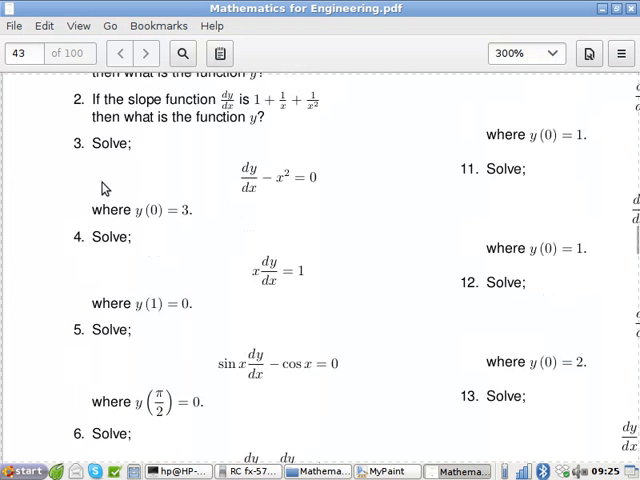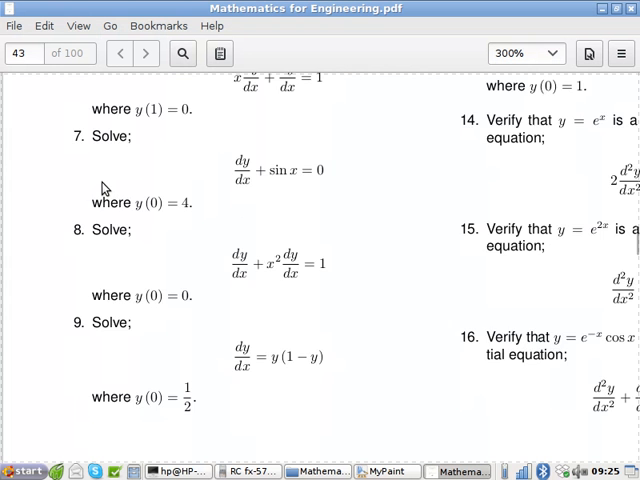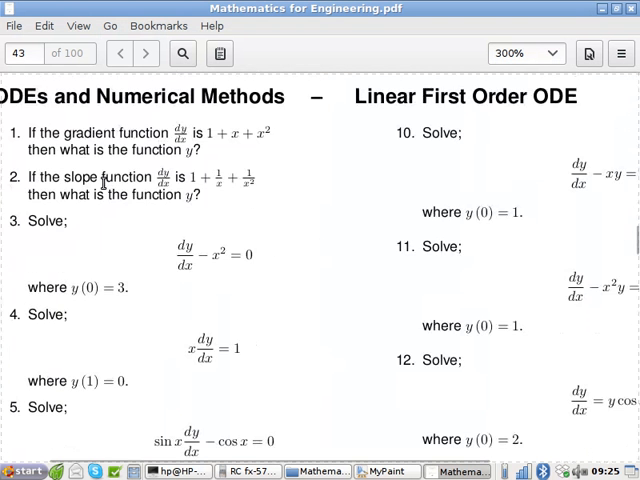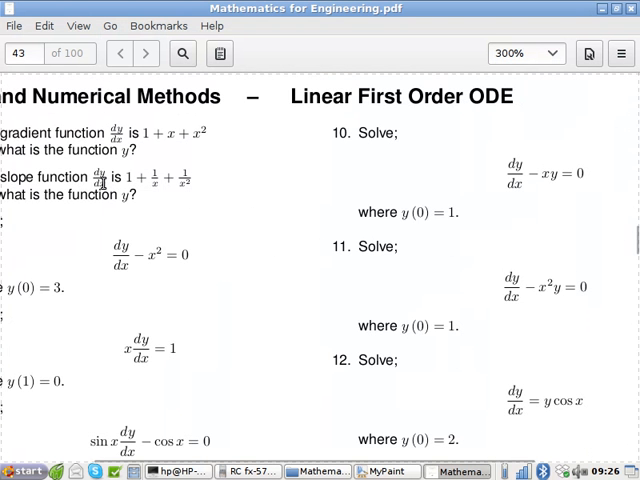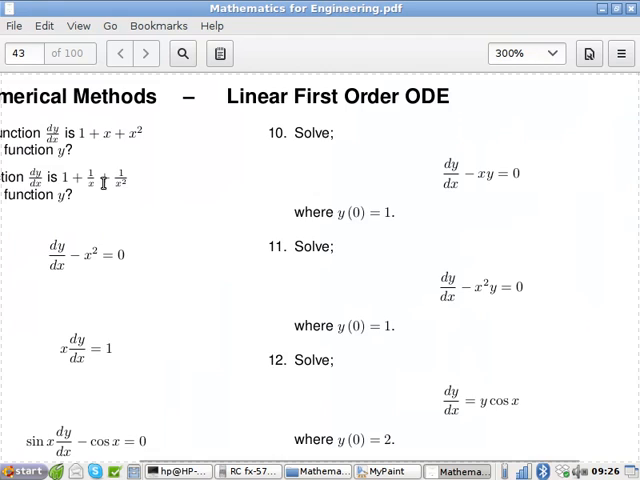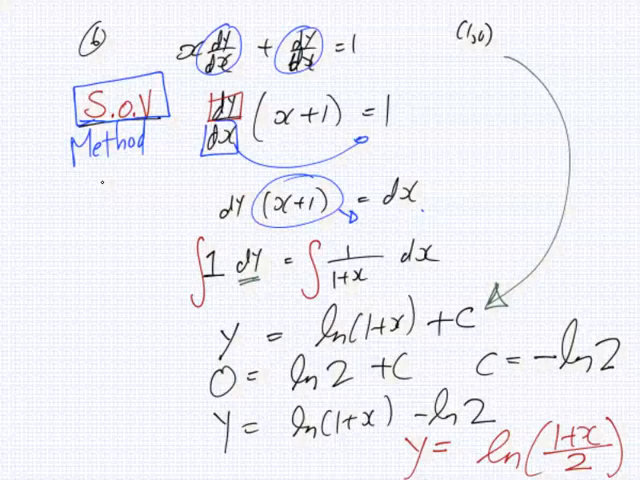Not too hard, maybe, but that is. Maybe like number 10.